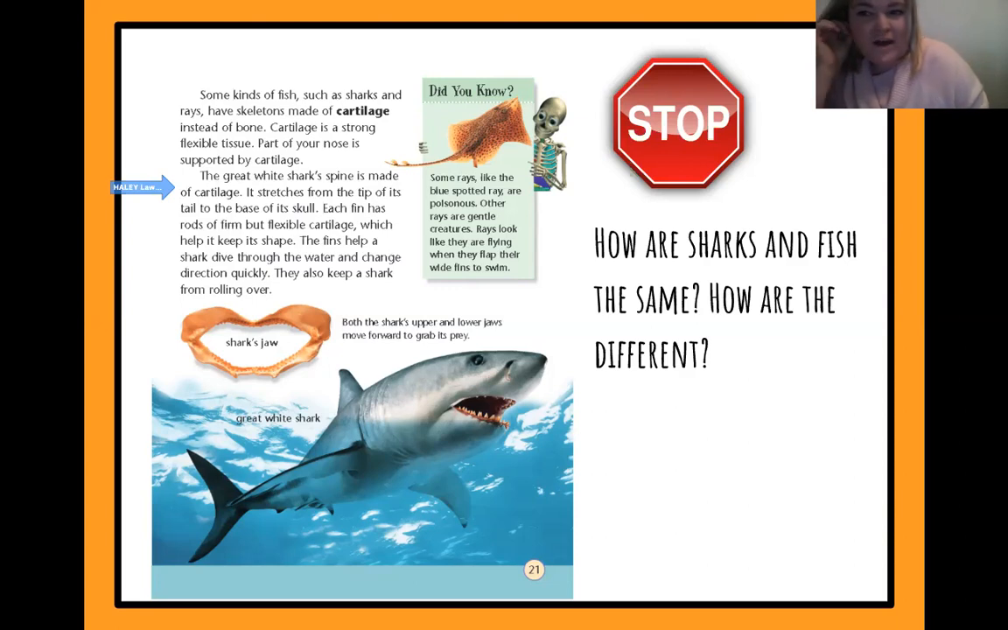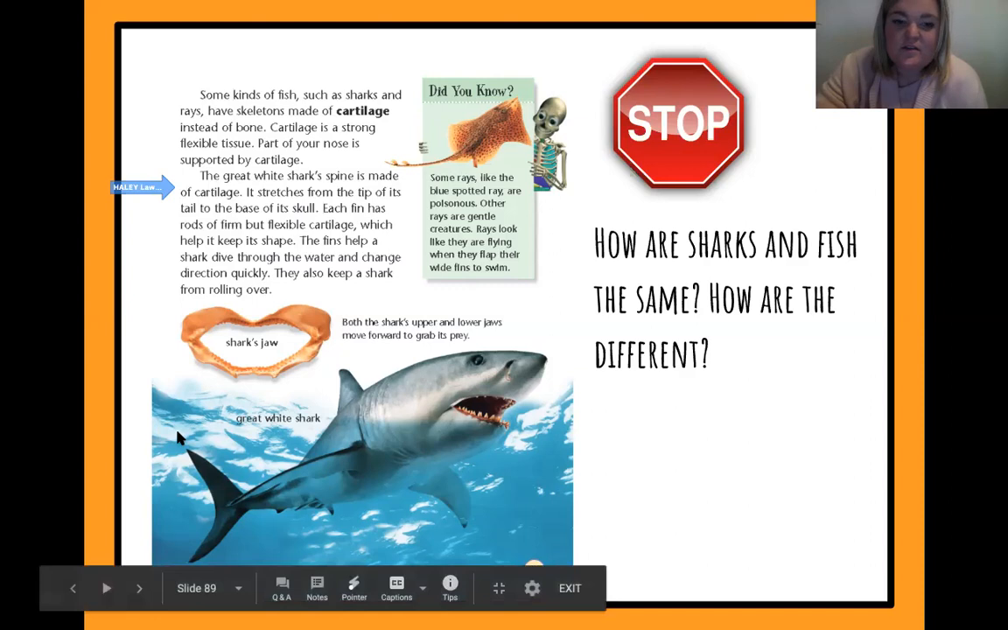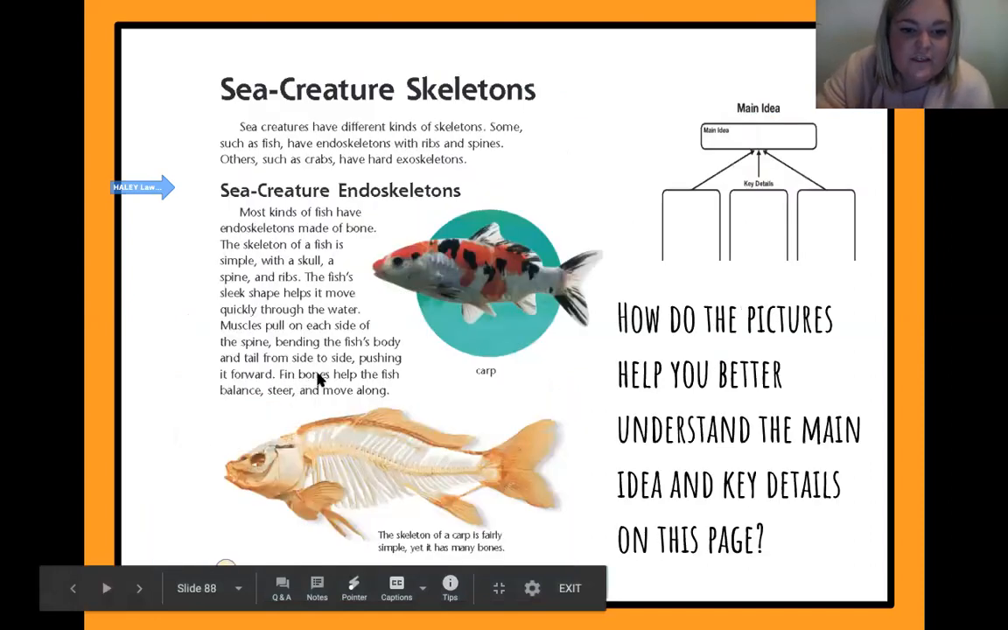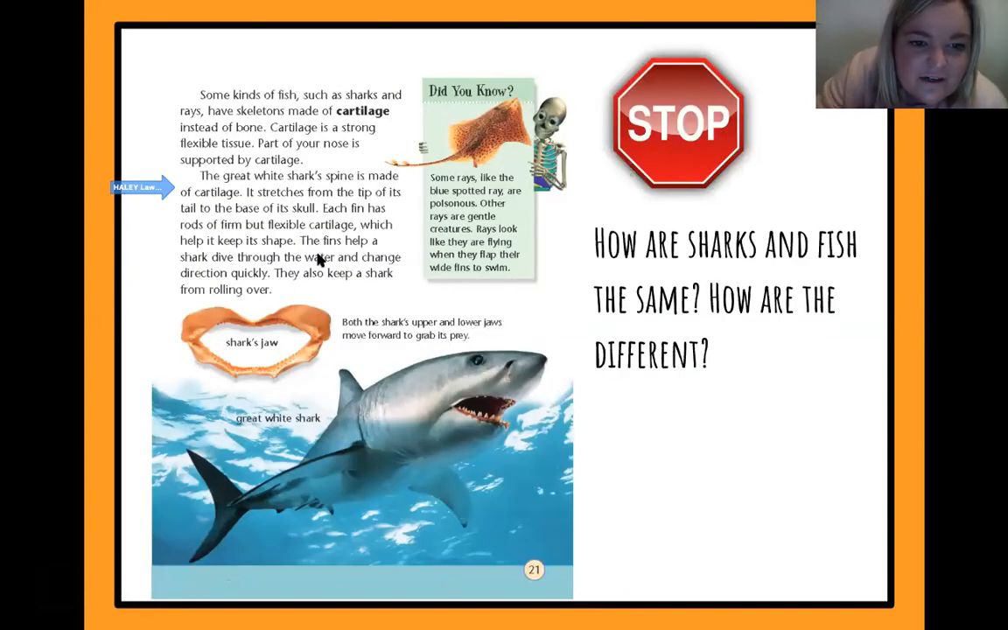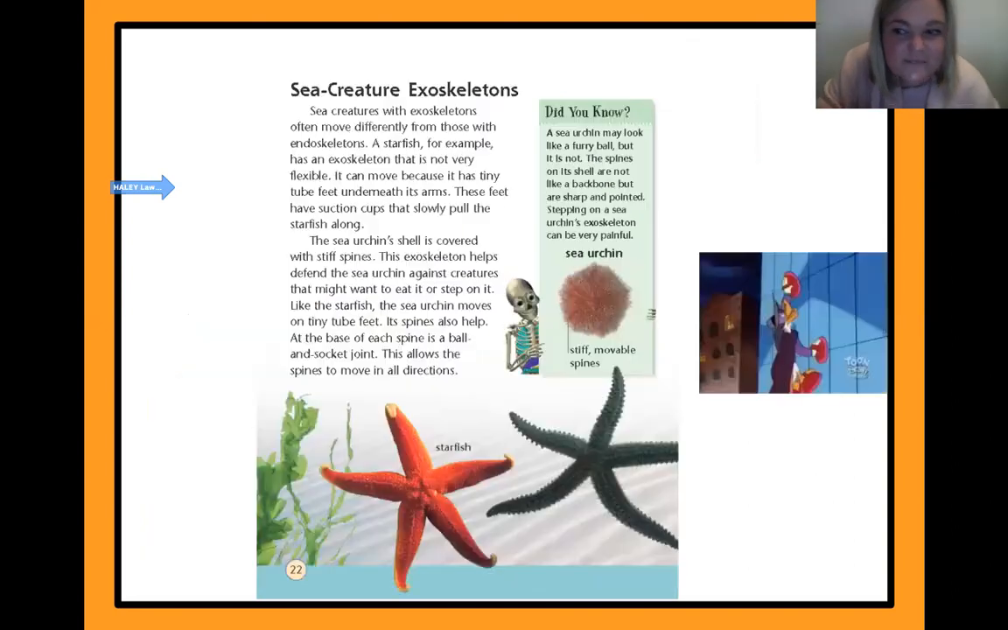Then, what is the purpose of their fins? How are those different? We can look back here and see, fin bones help the fish balance, steer, and move along. But what about the fins here? The fins help a shark dive through the water and change directions quickly. So they have different purposes behind their fins. What's one more thing? Obviously, one's a lot bigger, one's a lot smaller. So there's a lot of similarities and differences.